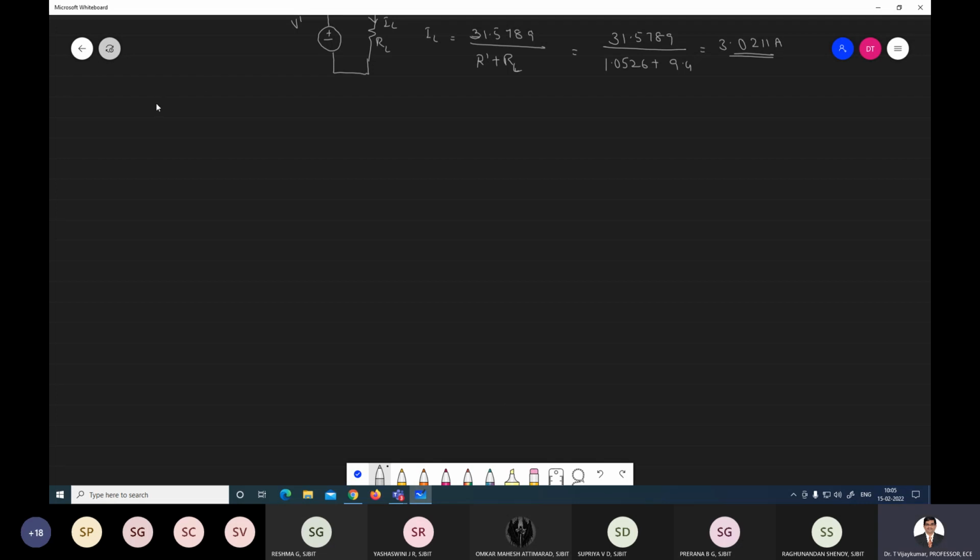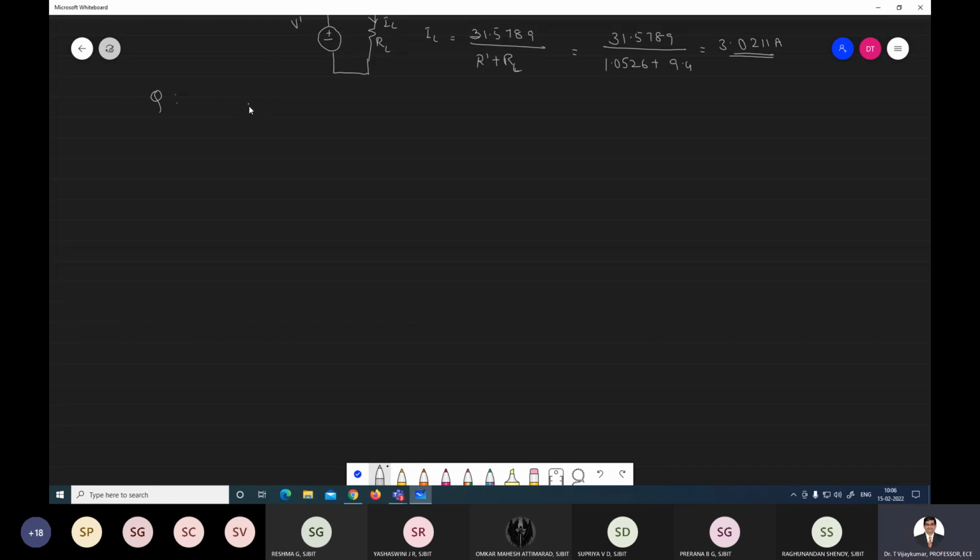Next, note down. Next problem. State Millman's theorem. Using Millman's theorem, find the current through the load resistor RL for the circuit shown in figure.